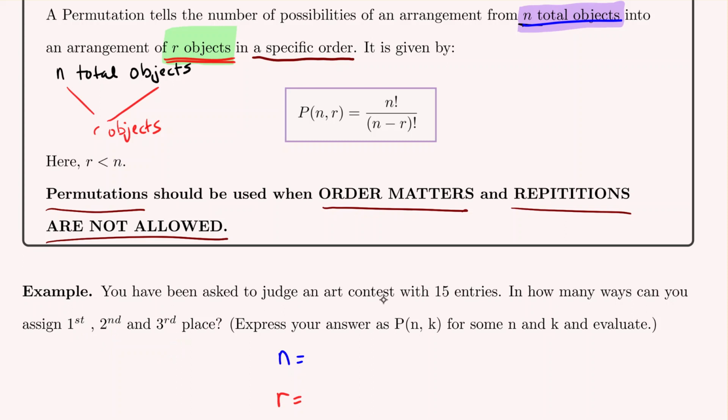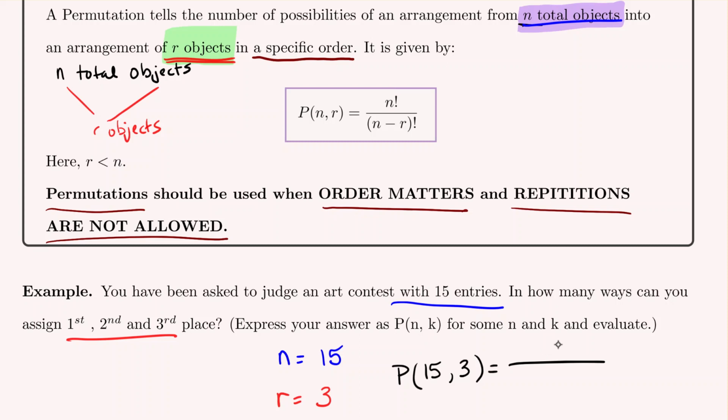We started with 15 entries in all, so n is 15. We only want 3 entries ranked first, second, and third, so R is 3. And since order matters, our formula is the permutation of the total number of objects 15, selecting only 3 of those objects. We're going to write out the formula word by word and then we'll calculate it.